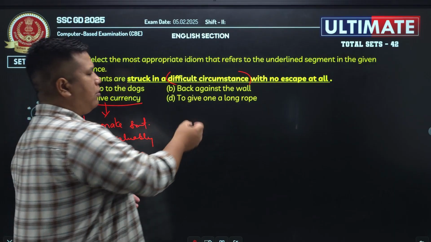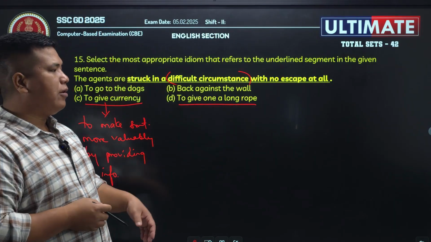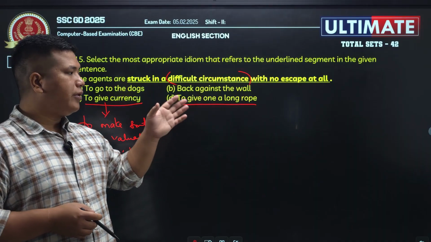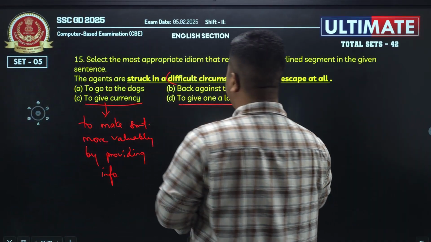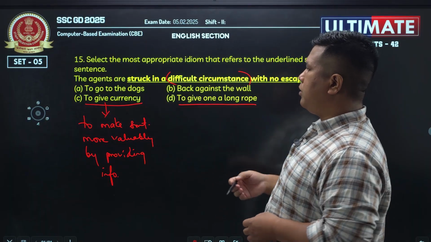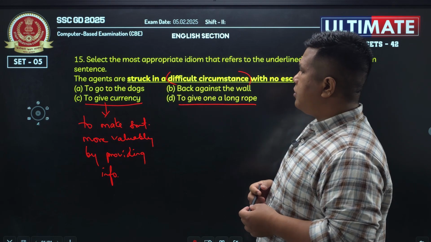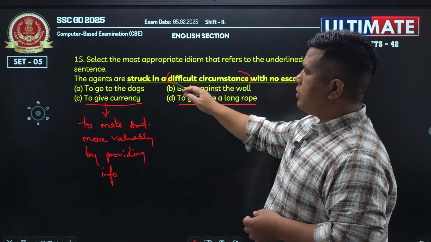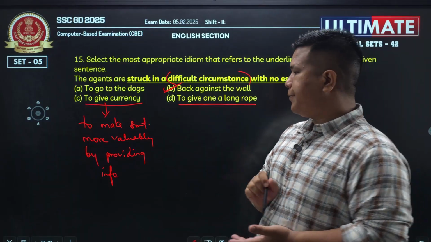To give one a long rope means you're allowing them to make mistakes, you're allowing them lots of chances. Giving lots of chances to someone, whether they fail or succeed, supporting someone in their failure and in their success. So if it is a person who is stuck in a difficult circumstance, it will be back against the wall.